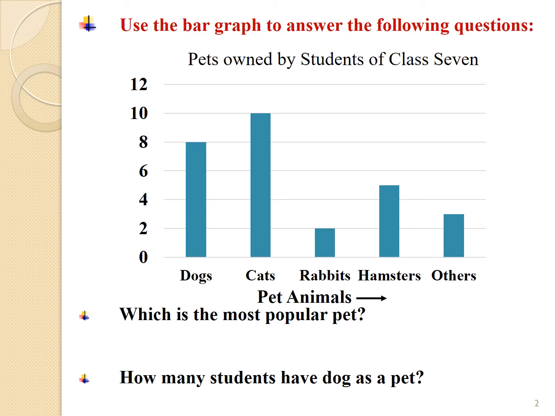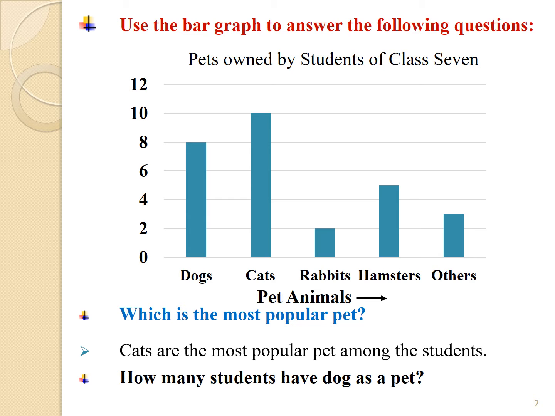Question A. Which is the most popular pet? The bar representing cat is the tallest. So, cats are the most popular pet. Now, question B. How many students have dog as a pet? By looking at the bar graph, it is clear that 8 students have dog as a pet.